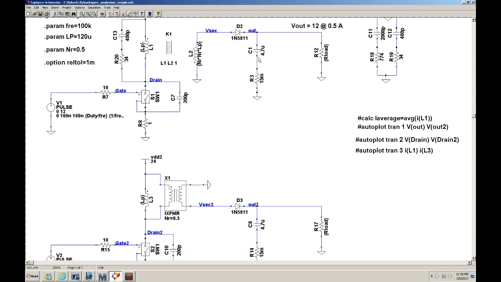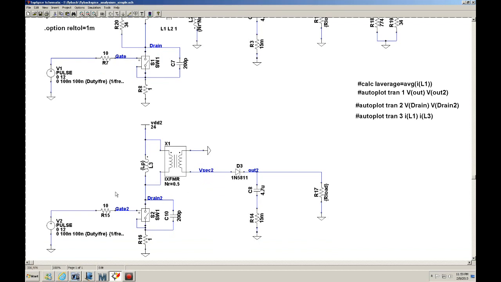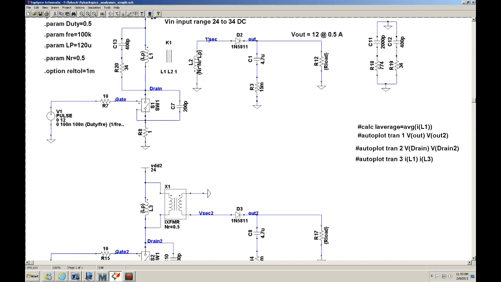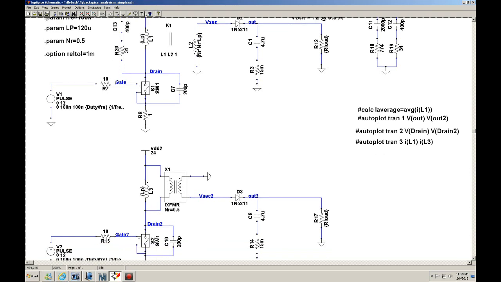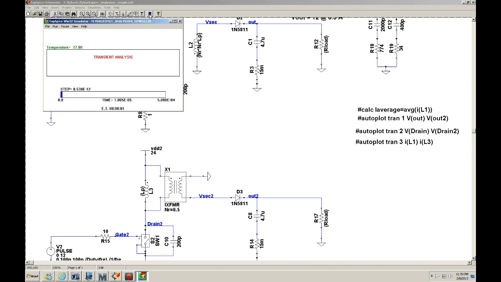The only other thing that's different is I have V out for the coupled inductor, and V out 2 for the ideal transformer. So basically anything that has a 2 is associated with the ideal transformer, and anything that doesn't have a number is the coupled inductor. Now let me go ahead and run it, to see whether they're the same, or at least to prove that they're the same.